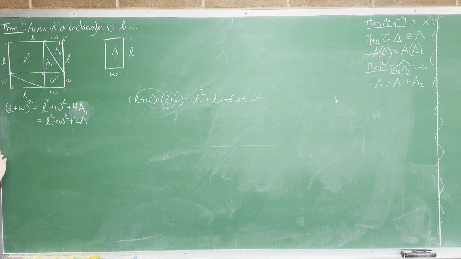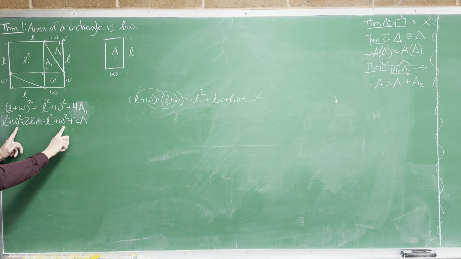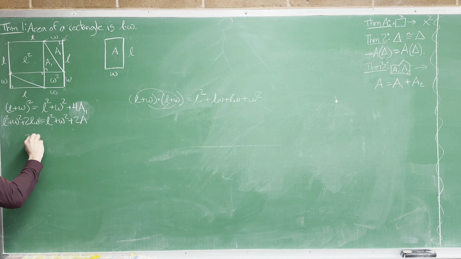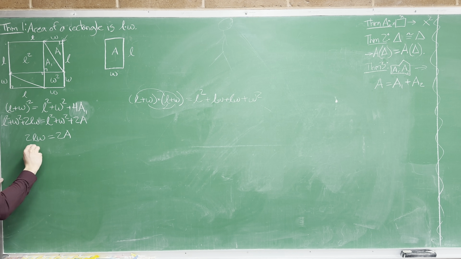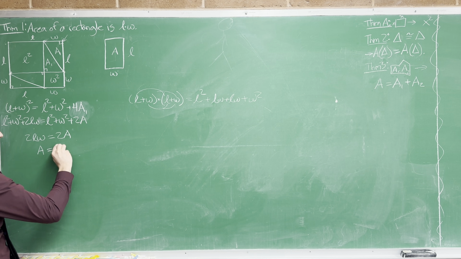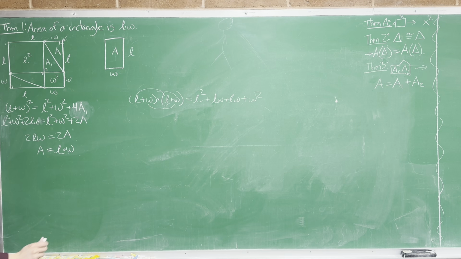So this over here is the same thing as L squared plus W squared plus 2LW equals that. You with me? Just a slightly different order, combining our like terms. Subtract L squared from both sides, subtract W squared from both sides, and what do I get? 2LW is equal to 2A. Divide both sides by 2, and what do I get? I'm going to write the A first, so the A is equal to L times W. Okay, that's what we were after.